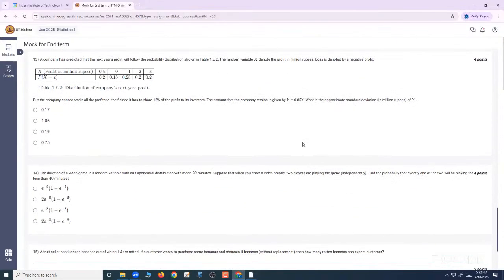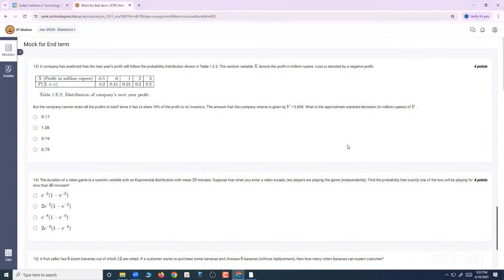Now, a company has predicted that next year's profit will follow a probability distribution shown in this table. The random variable x denotes the profit in million rupees. Loss is denoted by negative profit. But the company cannot retain all the profits to itself since it has to share 15% of the profit with its investors. The amount that the company retains is given by this. What is the approximate standard deviation of y? So you have to calculate the standard deviation of y.